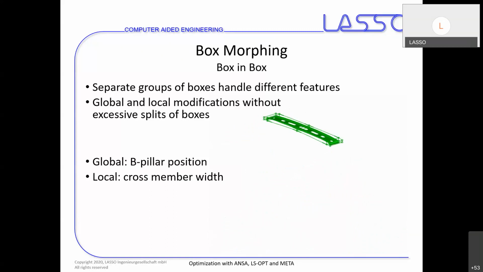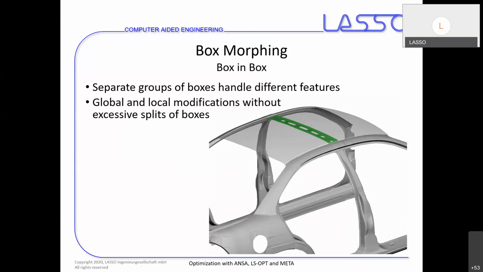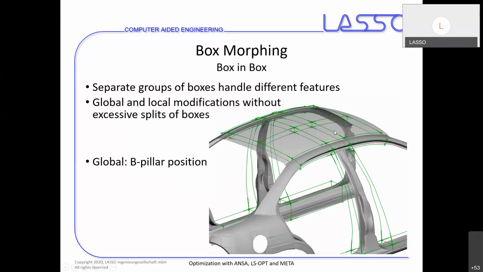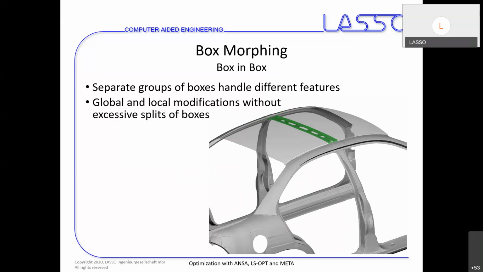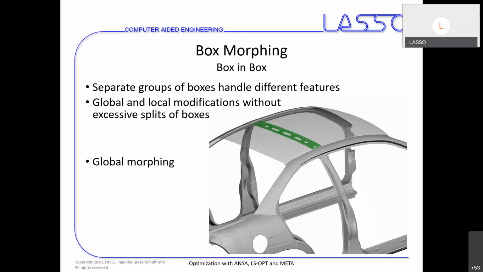So we create boxes for the global modification here, and separate independent boxes for the local modification. So the local and the global group are not connected by any means. And then we can morph at first the global modification and afterwards the local one. And you should take care of this sequence.